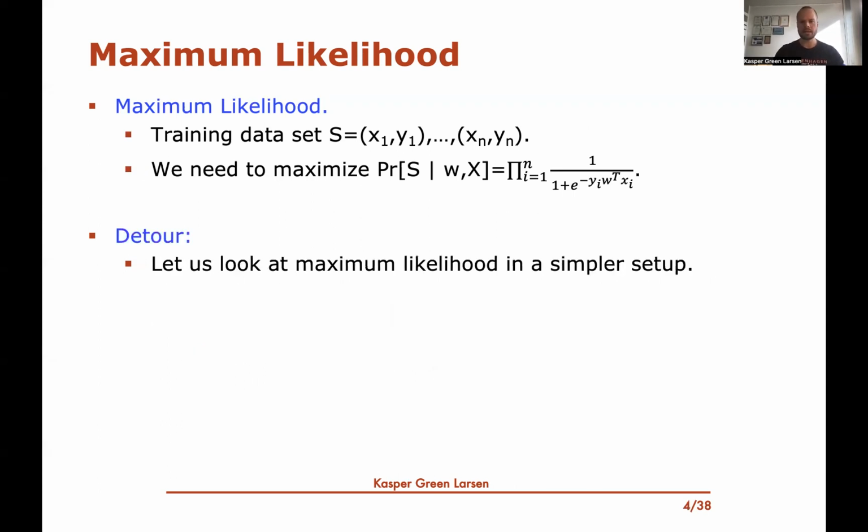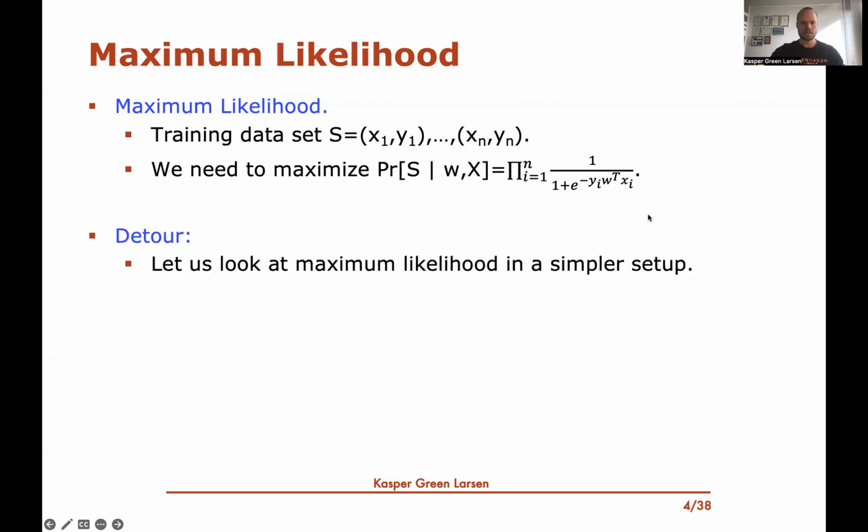So to try and see how we can actually deal with this product, we'll try to study maximum likelihood estimates in a simpler setup. This will serve as a detour towards deriving the final loss function for logistic regression. The rest of this video will be dedicated to this detour and try to motivate the final loss function for logistic regression and how we can maximize a likelihood like this.